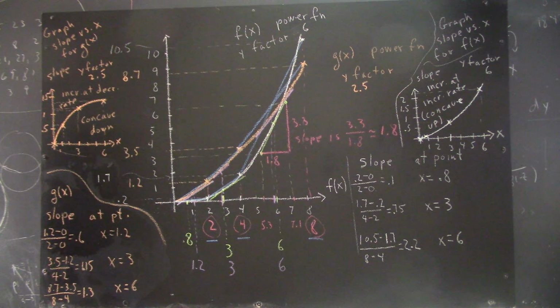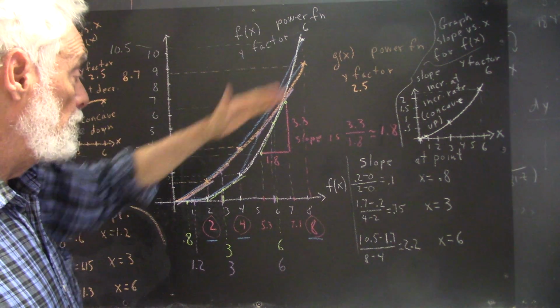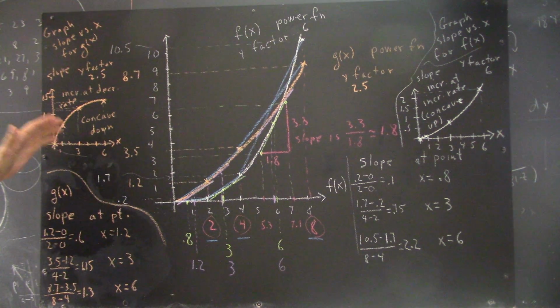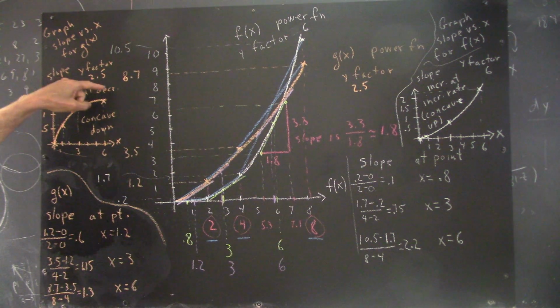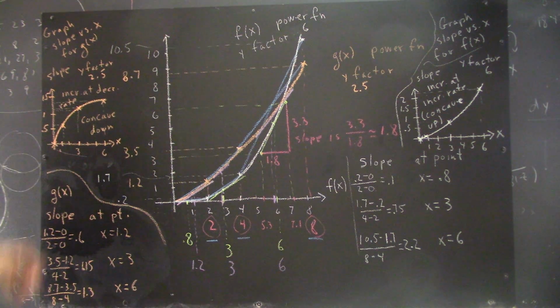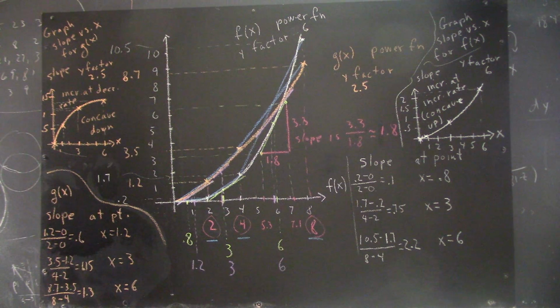Whereas here, the slopes are certainly increasing, getting steeper and steeper, but increasing at a decreasing rate. They're increasing less and less quickly. So this graph then is increasing at a decreasing rate, and it's therefore what we call concave down.